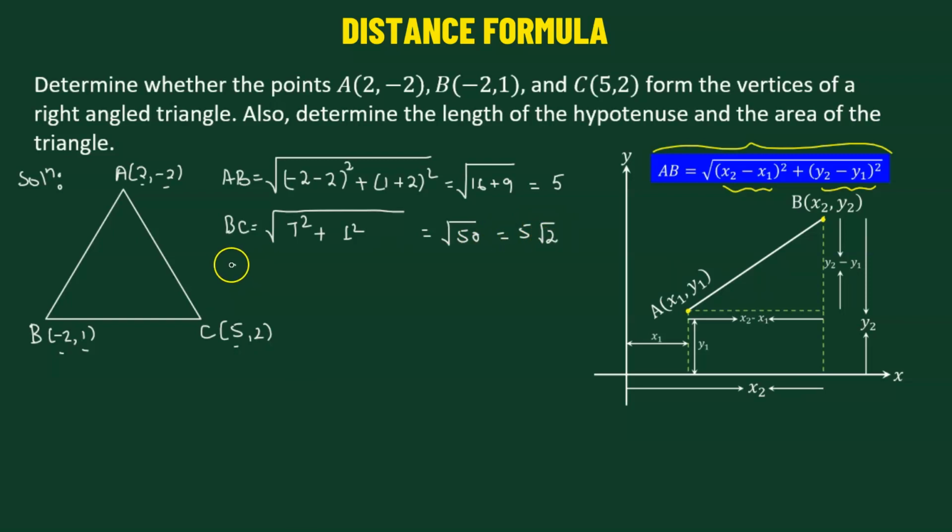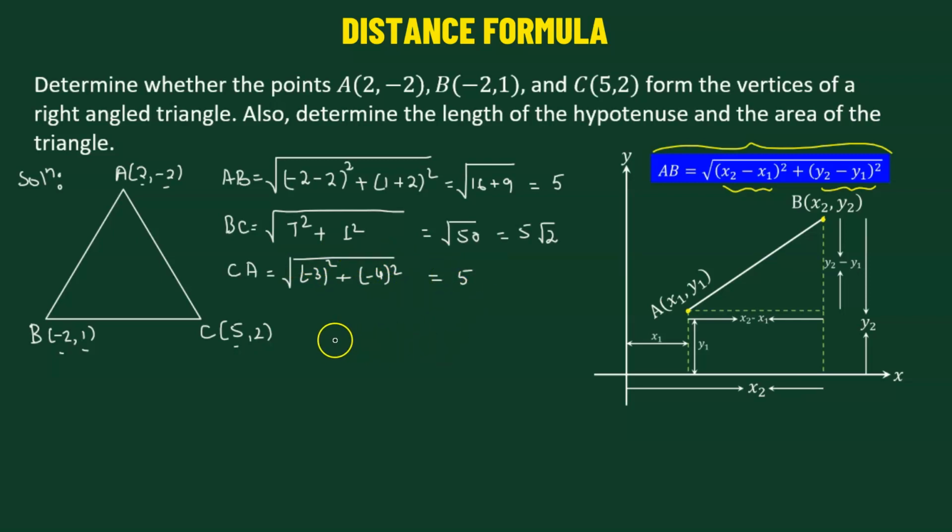Now we'll find out the length CA. CA is going to be equal to the square root of the difference of the x coordinates. We have 2 minus 5, so that's -3. So we take -3 squared, added to the difference of the y coordinates, -2 minus 2, which is -4. So -4 whole squared, and this is going to give us a value equal to 5.